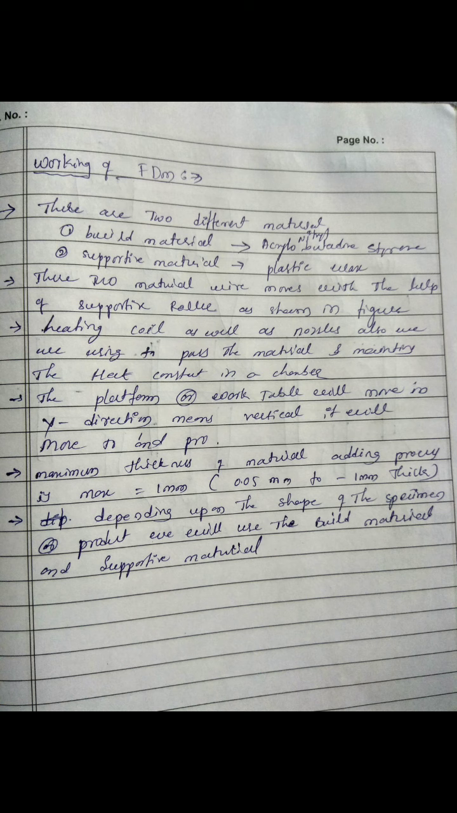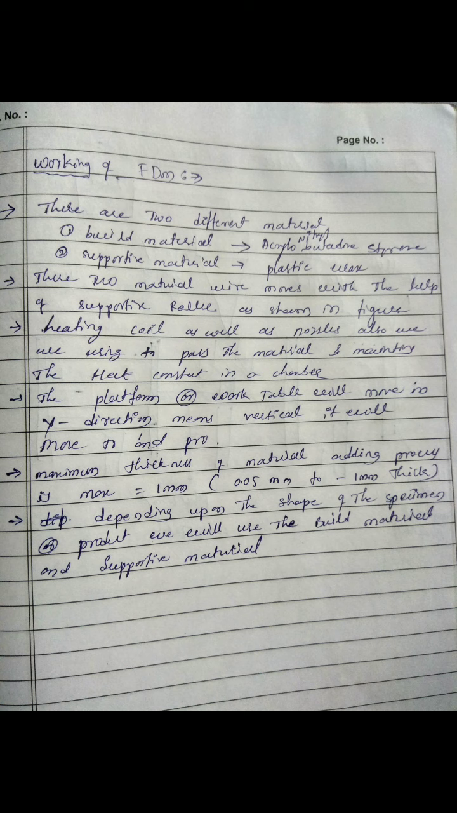Before starting the machining process we fix that. The operator does this work. The table moves in the vertical direction. The maximum thickness of material added is 1 mm. That's only mentioned in the diagram; as I said previously, the thickness ranges from a minimum of 0.05 mm to a maximum of 1 mm.